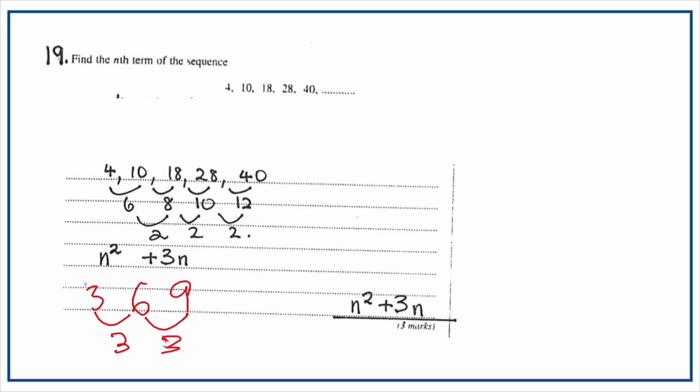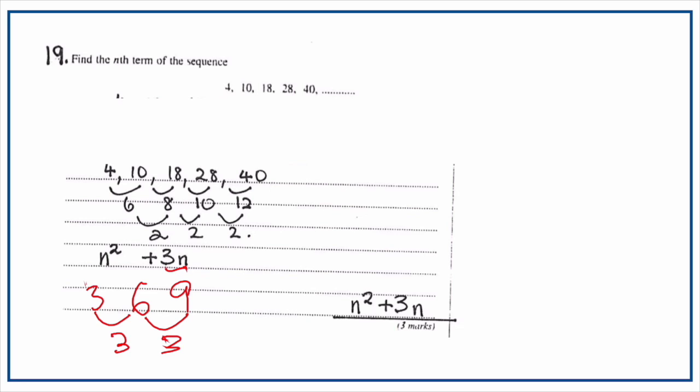So the complete nth term of this sequence, 4, 10, 18, 28, and 40, is n squared plus 3n. So the answer, the complete nth term of the sequence is n squared plus 3n.